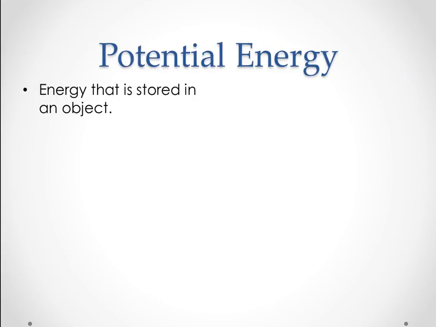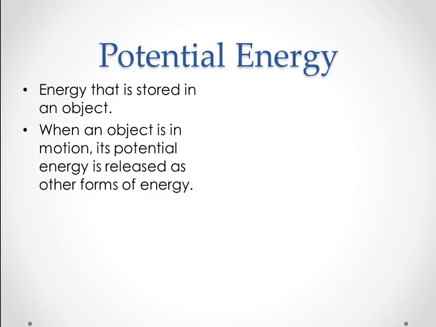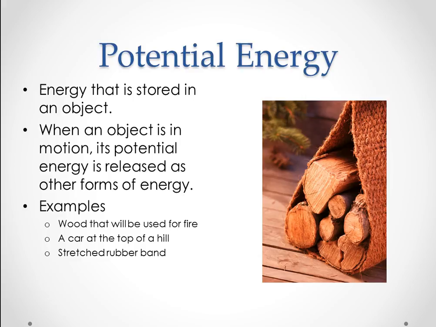Potential energy. Energy that is stored in an object is known as potential energy. Sometimes that energy isn't used until later. When its object is in motion using that kinetic energy, its potential energy is released as other forms of energy. Some examples would be wood that will be used for a fire, a car at the top of a hill, and a stretched rubber band. Each of those contain energy that has not yet been used, but will be used for a specific purpose later.